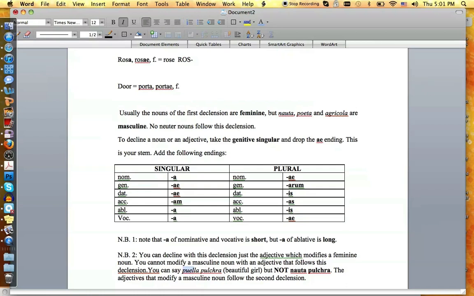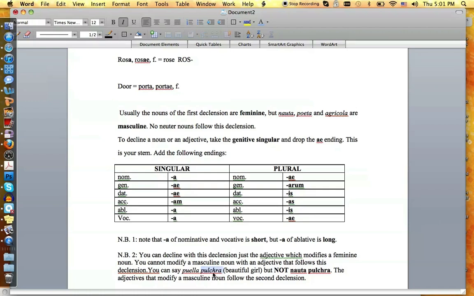An adjective agrees in gender, number, and case with the noun to which it refers. So if you want to say a beautiful girl in nominative, beautiful is pulchra, okay? You say puella pulchra, okay? But if you want to say of a beautiful girl, you put girl in genitive, puellae, but also pulchrae in genitive, okay?